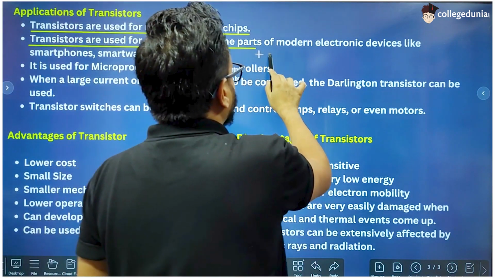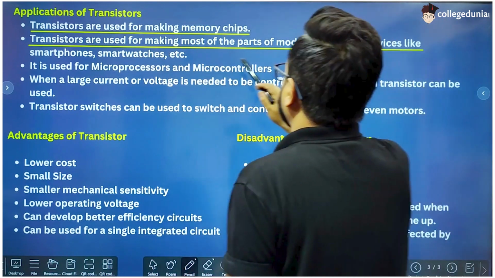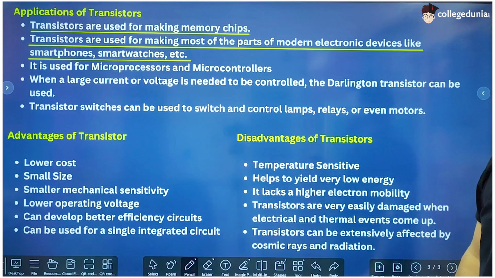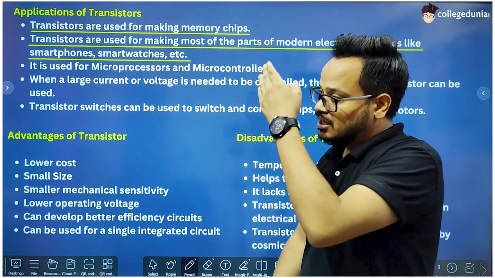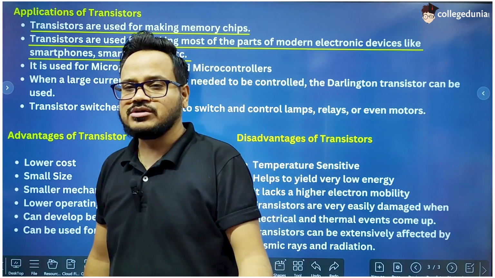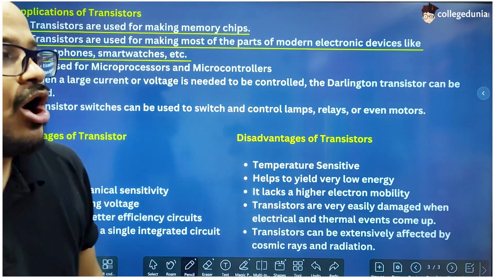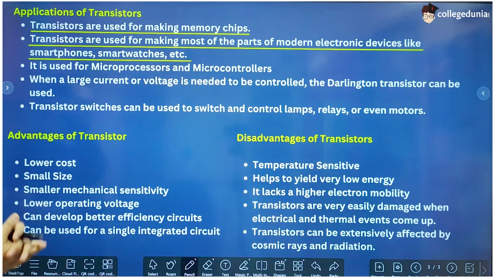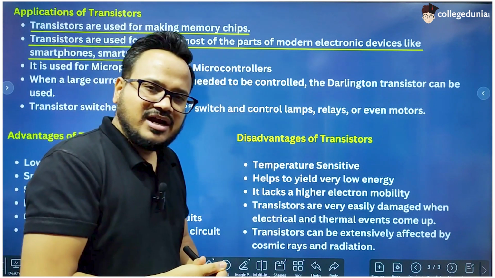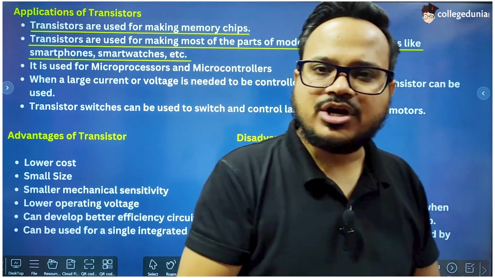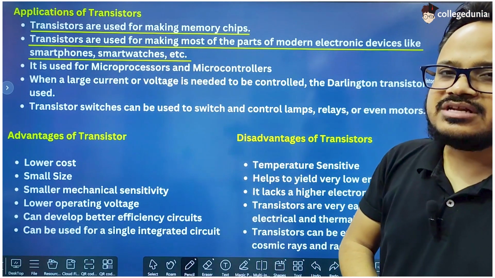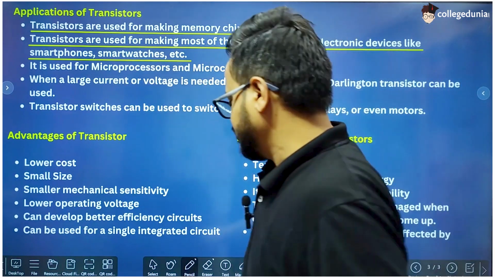Transistors are used for making most of the part of modern electronic devices like smartphones, smartwatches, etc. All these modern electronic devices like smartphones, like laptops, like this smart board, like your smartwatch, tablet, all these devices have chips in them, right? And one of the major components of that digital electronic circuit that is there in all these devices is the transistor.